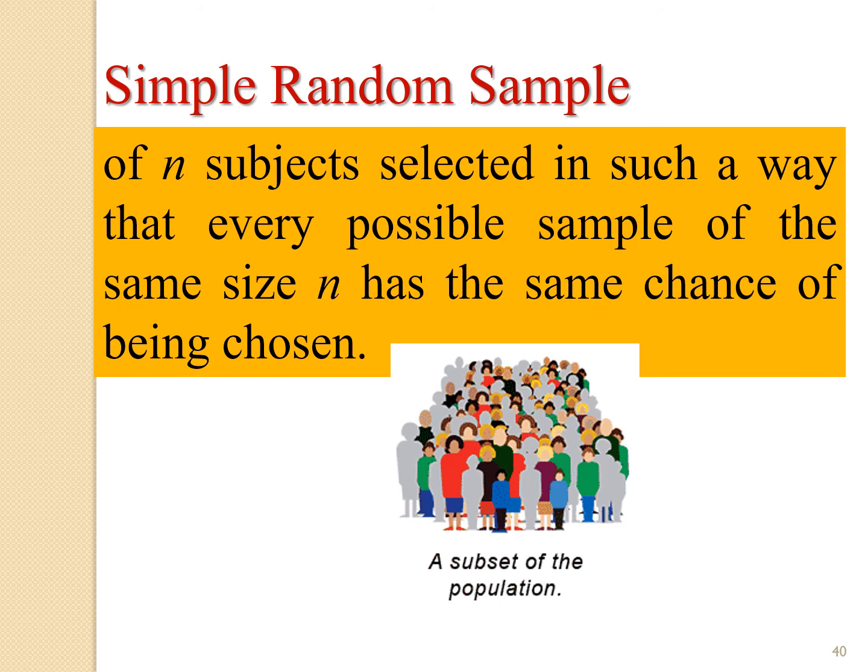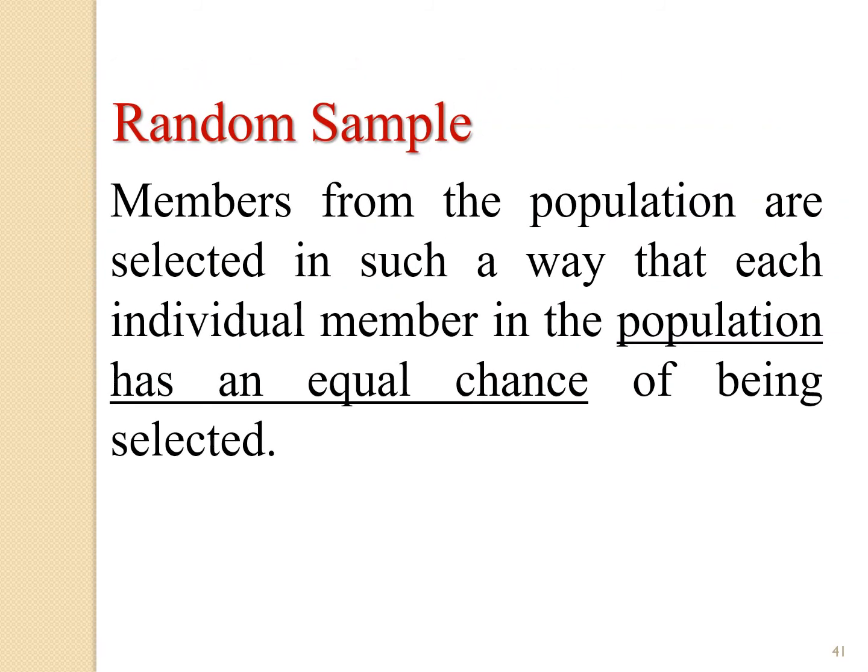Simple random sample: n subjects are selected in such a way that every possible sample of size n has the same chance of selection. But in some situations the probability, the chance of selecting a particular individual in the population, may be different. In some situations there is equal probability, equal chance. So this is a simple random sample: here we arbitrarily choose the sample from the population with equal chance. Members of the population are selected in such a way that each individual member has an equal chance of being selected.